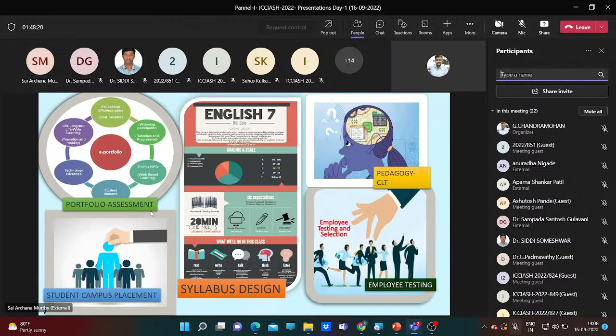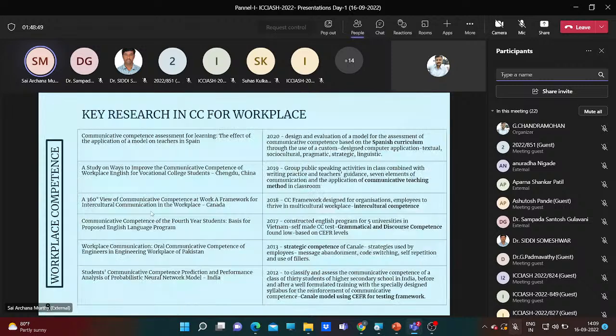Now, what is the literature gap and the need for this particular study? We see that communicative competence is relevant in several spheres and for several stakeholders in the teaching and learning process: portfolio assessment, student campus placement, syllabus design, employee testing and selection, as well as pedagogy and CLT. So what I am interested in over here is the workplace communicative competence. The recent empirical and theoretical studies focus largely only on the models by Canale and Swain or Bachman and Palmer, and also the levels of competence that are outlined in CEFR, the Common European Framework.